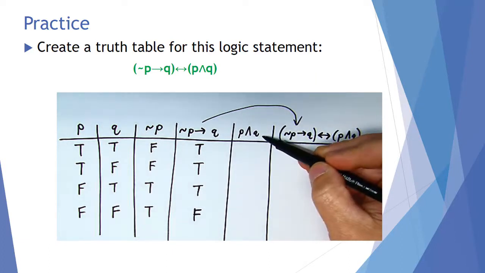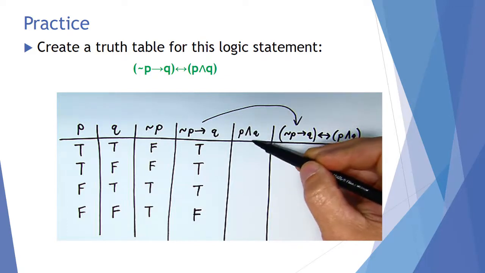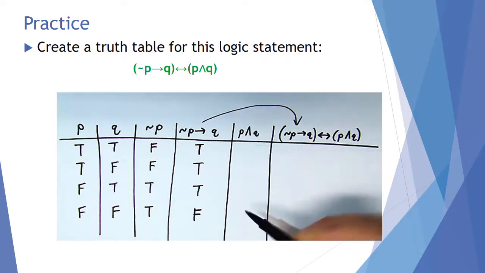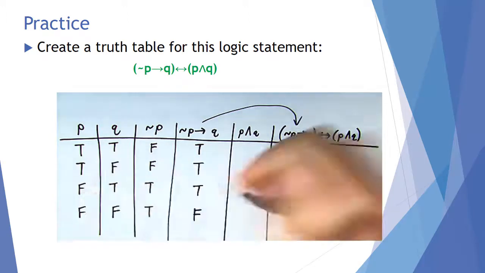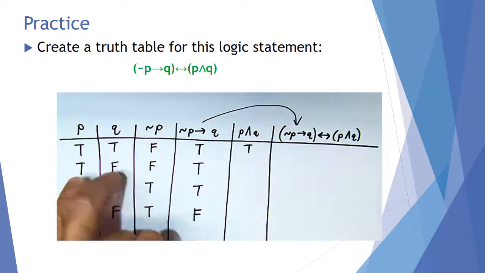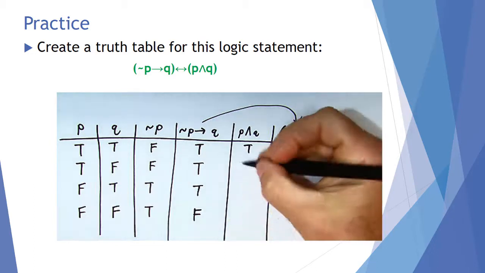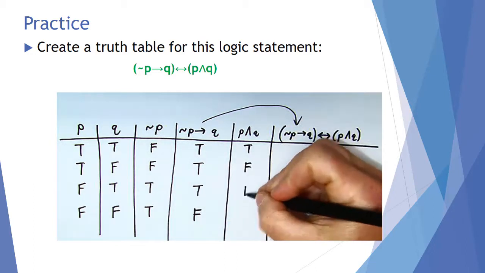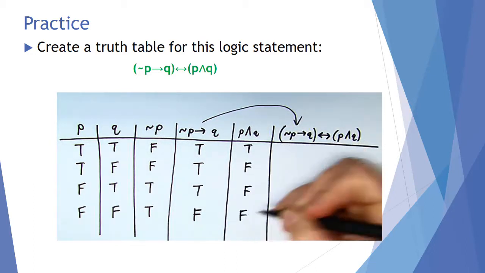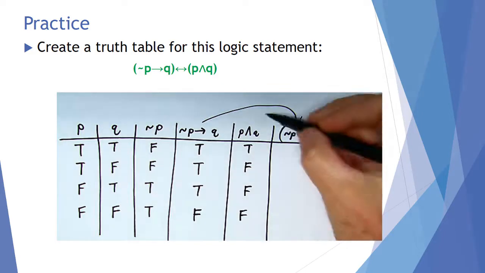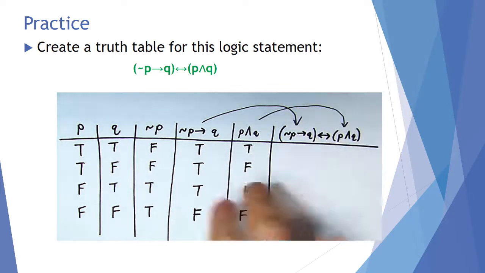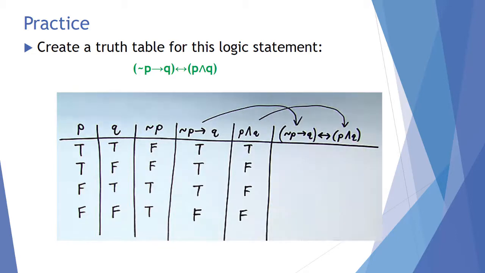Let's check P and Q. P and Q is the conjunction. We need to have both of them in order to get a true result here. So P and Q, that's true. P and Q, nope. Below that, no. And below that, no. So we have true, false, false, and false. Now we're ready to use those two columns to check our biconditional statement.